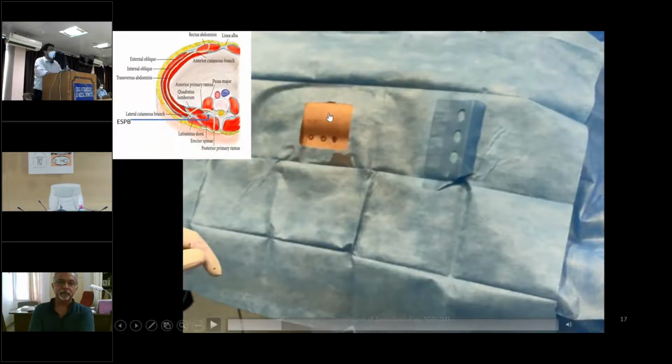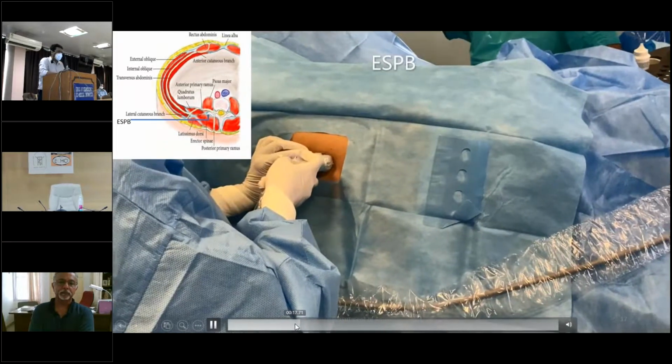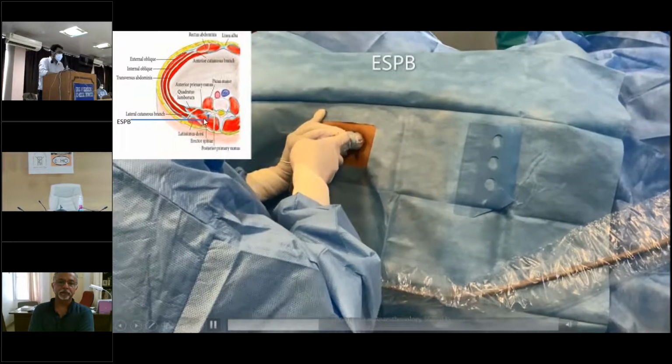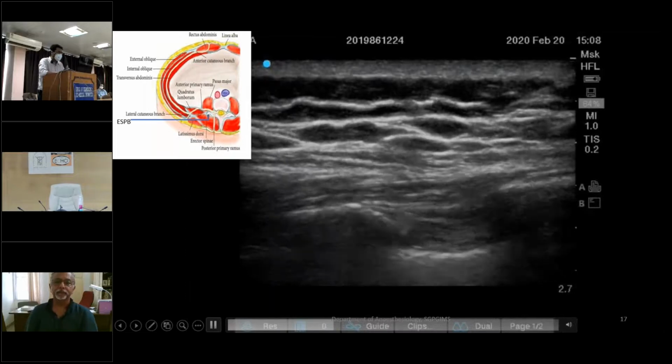We usually give erector spinae block at the level of T10 vertebra. We have marked those spinous processes, and then we will start scanning. We start from the spinous processes, then we go slightly lateral till we get a view like this. Once we start from here, we reach here, till we see the transverse process.